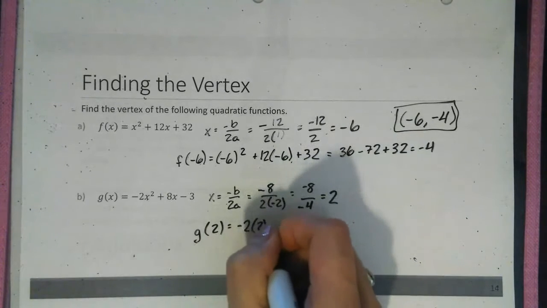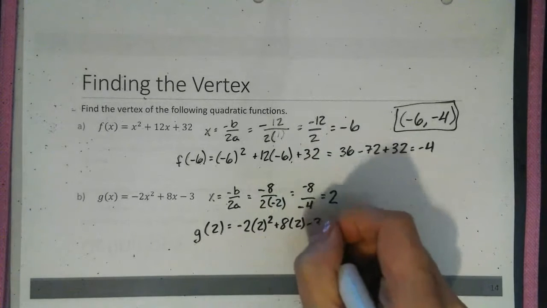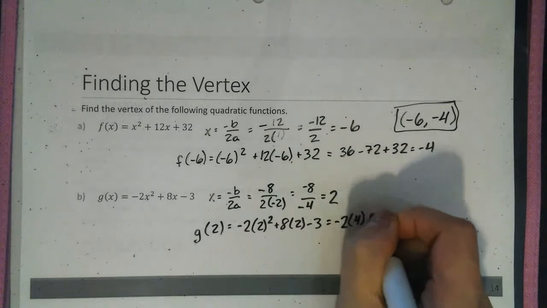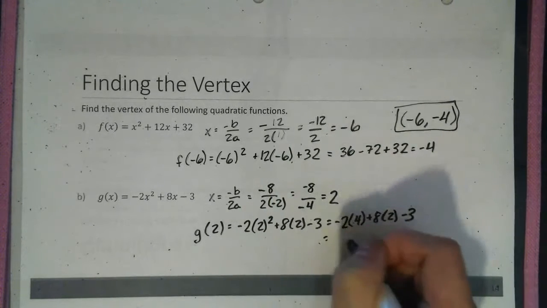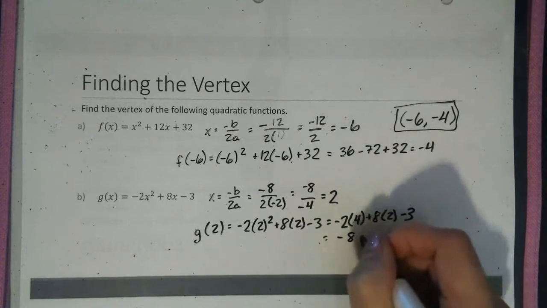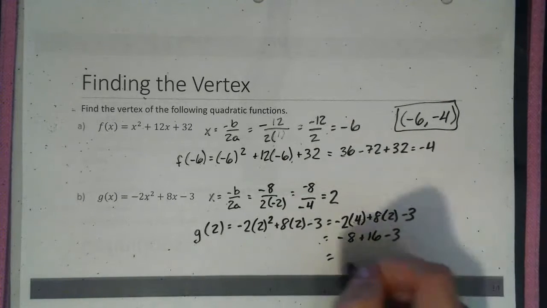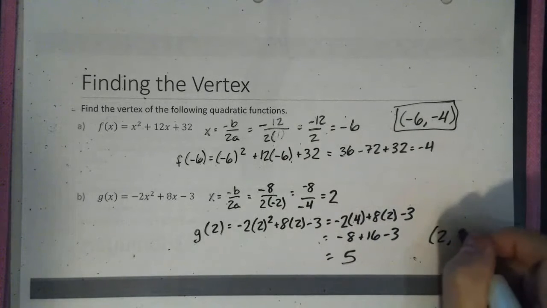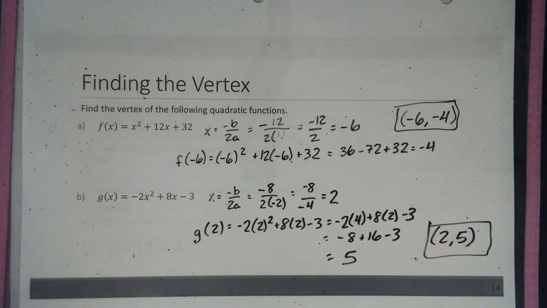g of 2 is equal to negative 2 times 2 squared plus 8 times 2 minus 3. That would be negative 2 times 4 plus 8 times 2 minus 3. That would be negative 8 plus 16 minus 3, which would be 5. So my x value is 2, my y value is 5. The vertex is located at 2, 5.